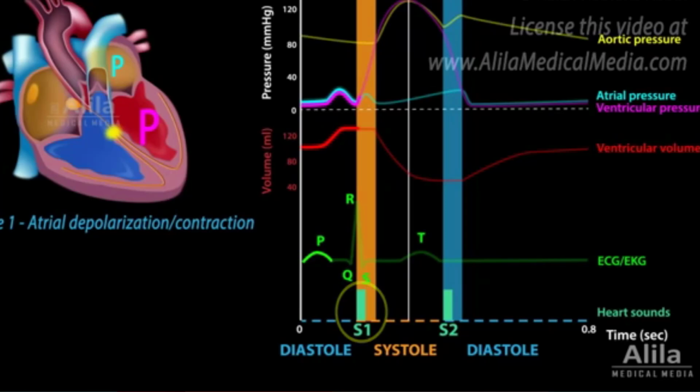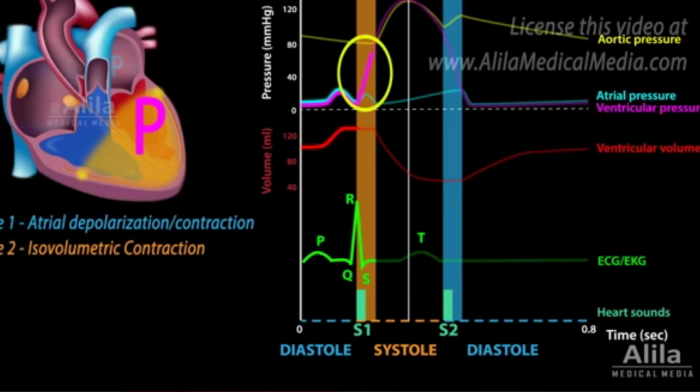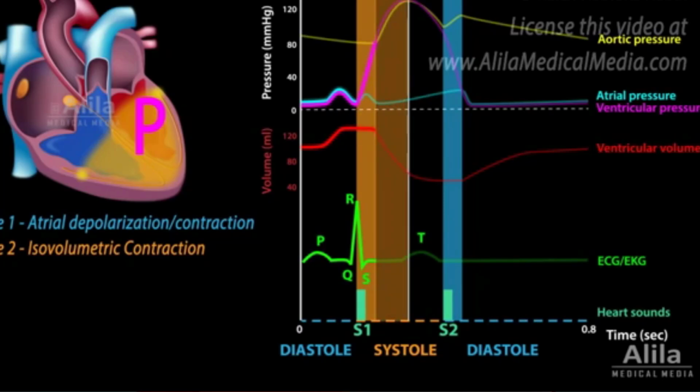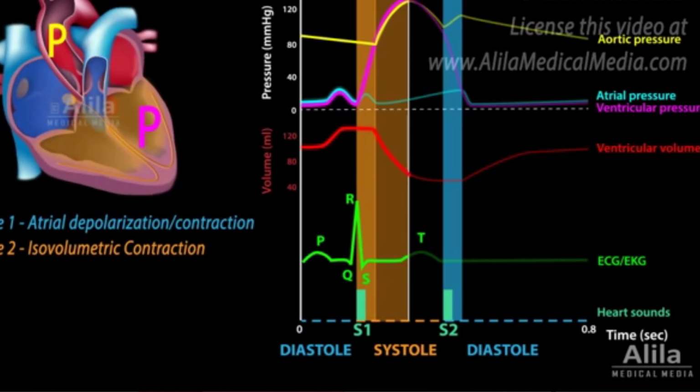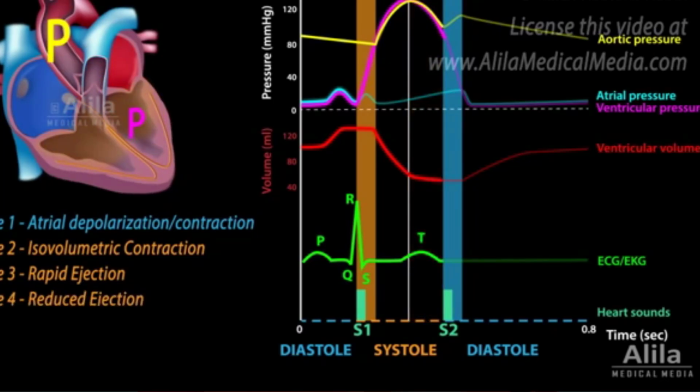Then the ventricles undergo contraction and the pressure in the ventricles increases. We call it an isometric contraction. When the ventricular pressure exceeds the pressure of pulmonary artery and aorta, the semilunar valves open. So, the blood is ejected out and the pressure drops. This is called ventricular ejection.